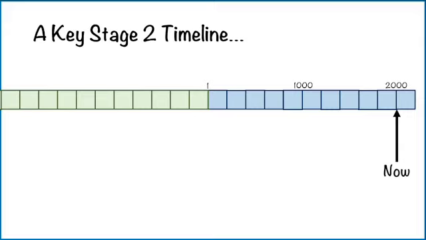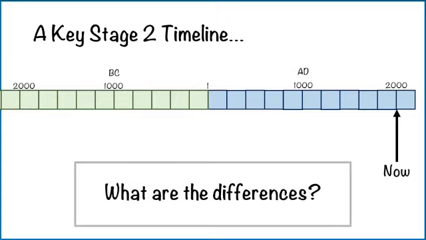The blue squares are what is called AD. This means Anno Domini and is Latin for in the year of our Lord. It's every year after Christians believe Jesus was born. Everything before this is BC. This means before Christ and counts the years before Christians believe Jesus was born. Take a minute. Can you think of any differences between the Key Stage 1 and Key Stage 2 timelines?